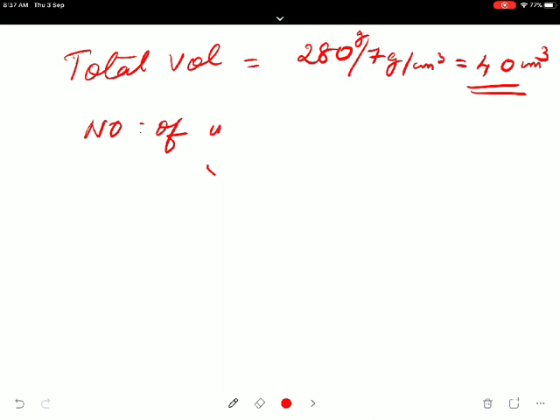So number of unit cells is equal to 40 divided by volume of one unit cell. How can you find out the volume of one unit cell? Cell edge is given, that is 400 into 10 to the power minus 10 whole cube. So this is the number of unit cells. Now one unit cell contains 4 atoms. So what is the total number of atoms?